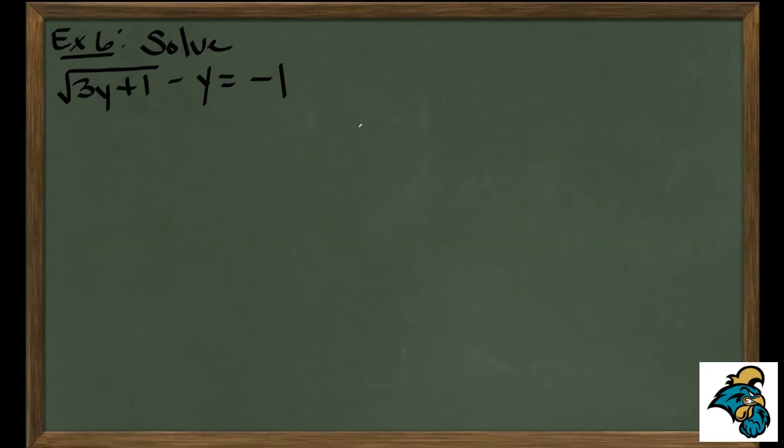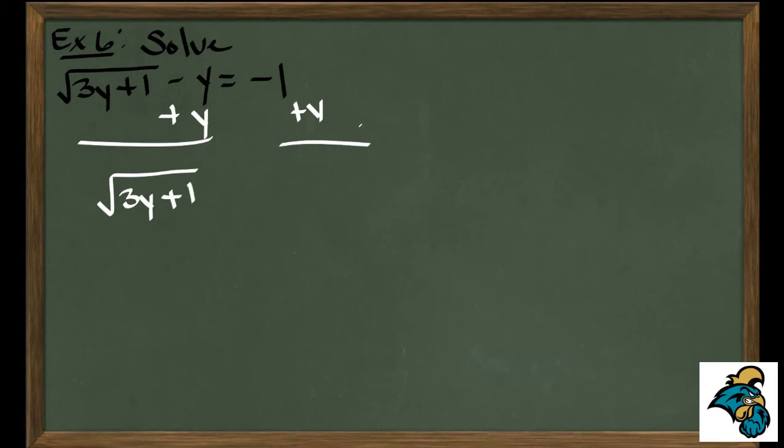Example 6. Solve the square root of 3y plus 1 minus y is equal to negative 1. Remember, the first step is to isolate the radical. So in this example, I want to move the y to the other side. So I'm going to add y to both sides. That leaves me with the square root of 3y plus 1 is equal to negative 1 plus y. I'm going to write that as y minus 1.